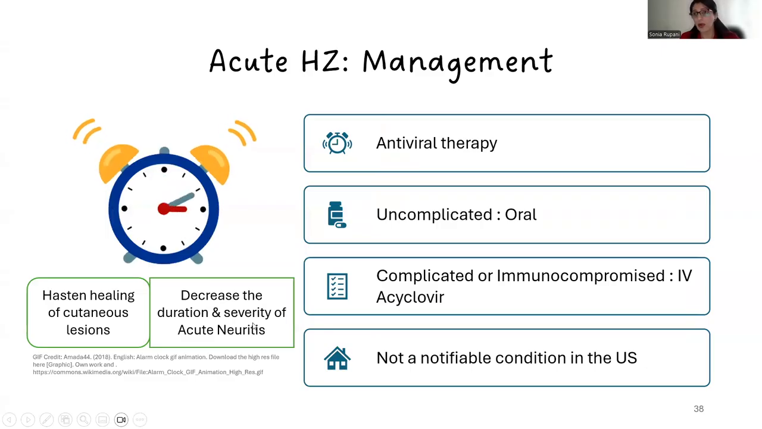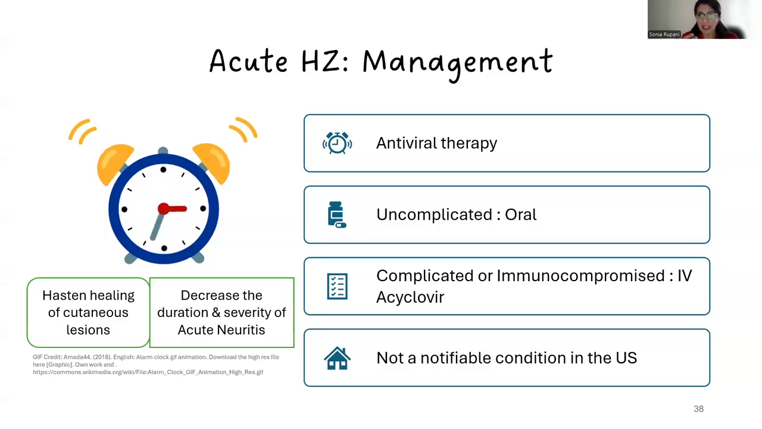All right, so acute management is with our antivirals, the nucleoside analogs. The recommendation is to start them early, 48 to 72 hours. The sooner we start, the better, to hasten the healing of those cutaneous lesions. We want to stop that replication. We want to decrease the duration and severity of that acute neuritis. We also want to reduce the transmission of the virus to other individuals who are unprotected.